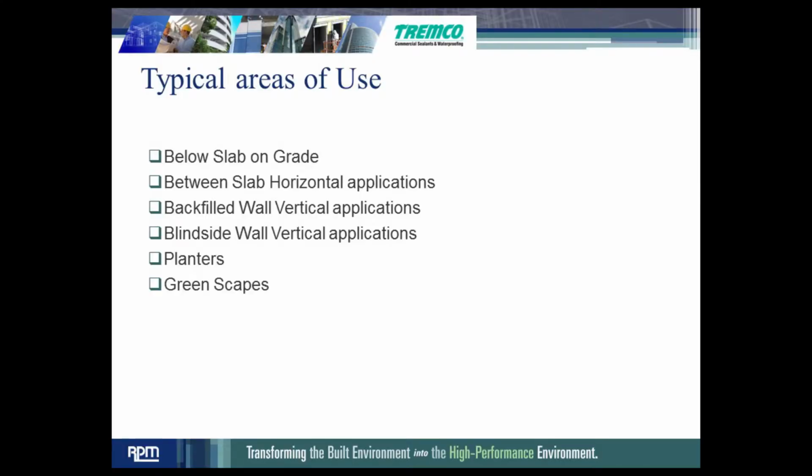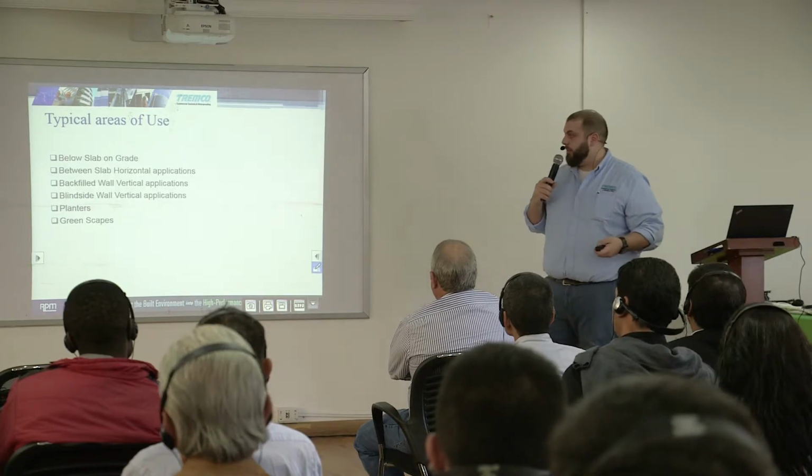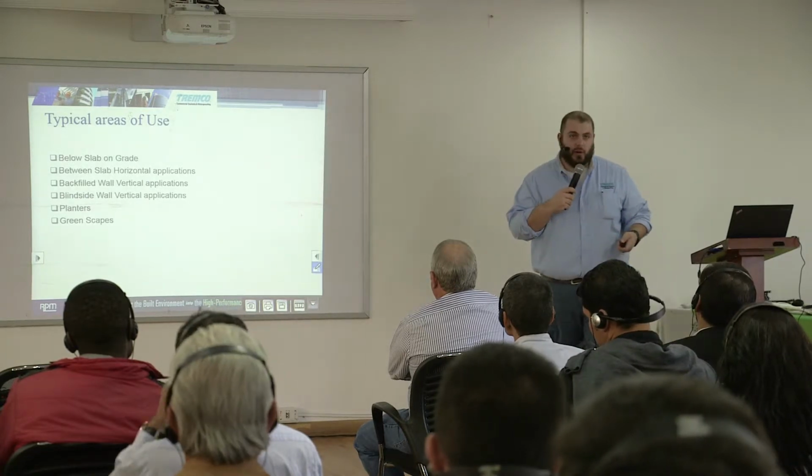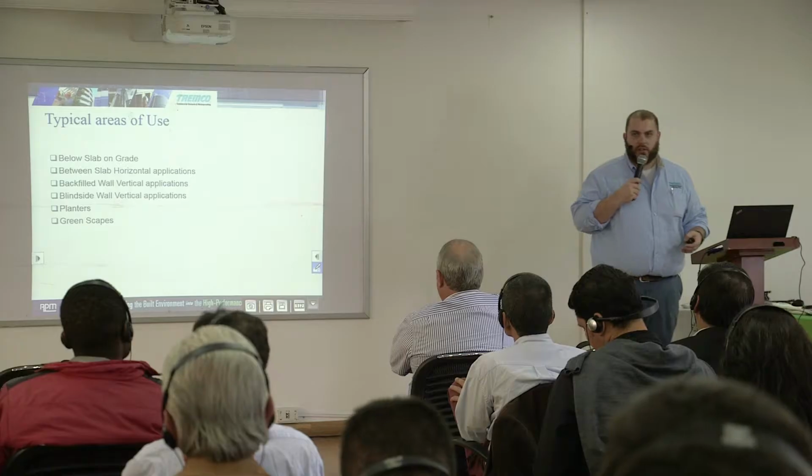The areas where we would want to use the drainage systems would be when we have below slabs on grade. If we have between slabs or horizontal applications, split slabs, backfilled wall applications, weeping it to the French drain system. This is the first time we've used the word, but blindside wall applications, which we're going to talk a little bit more about this afternoon.